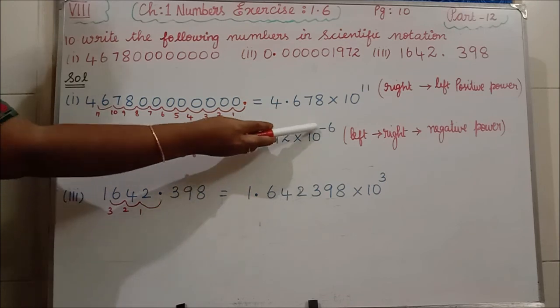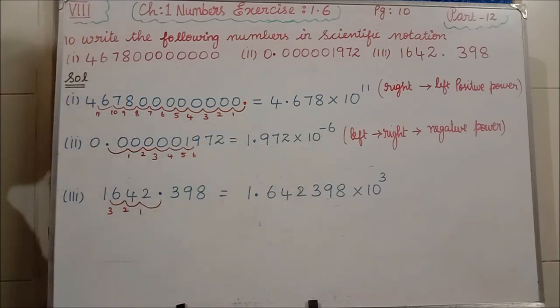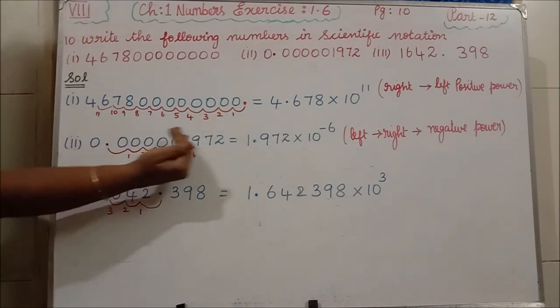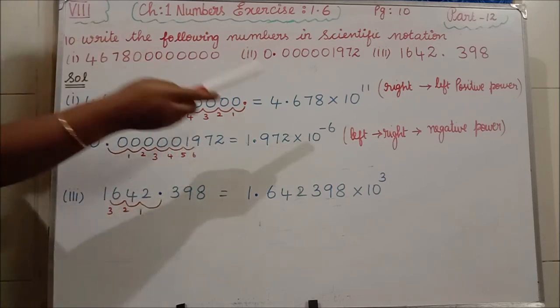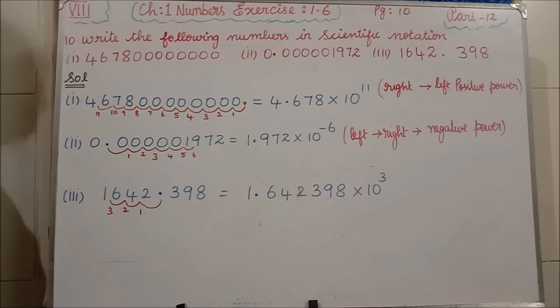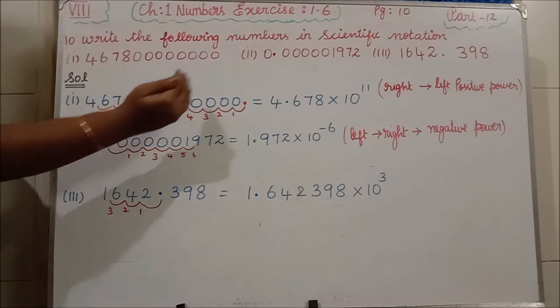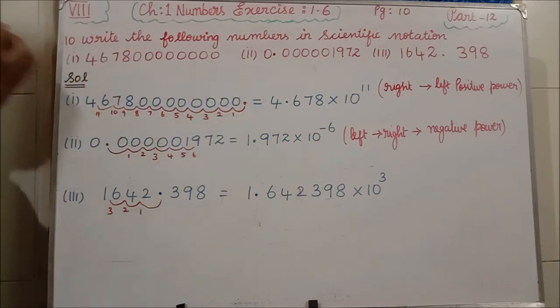And why am I writing minus? Because I am moving from left to right. When you are moving from left to right, you have to write the power in the negative. Clear? If you see here, we are moving from right to left, so we have to write the power in the positive. Clear all of you? Now the third subdivision we will see.